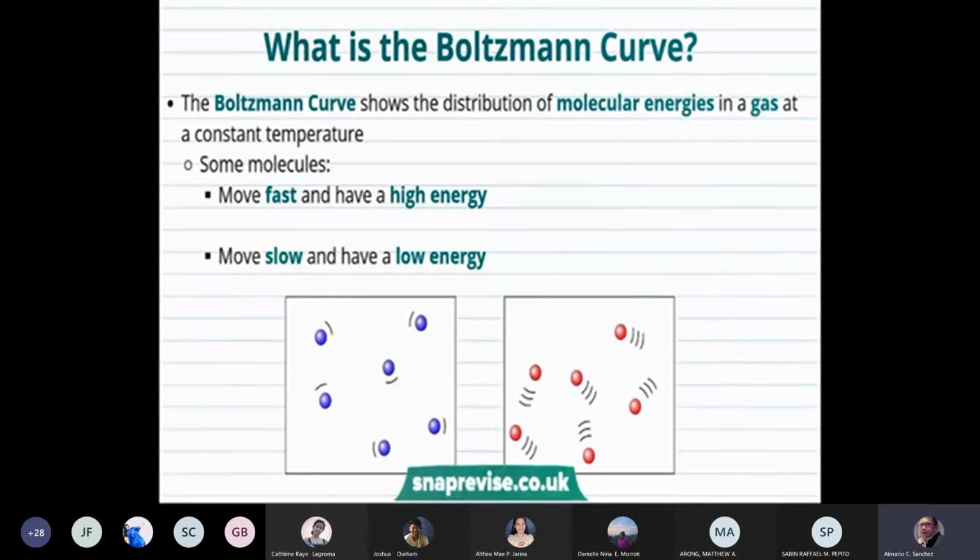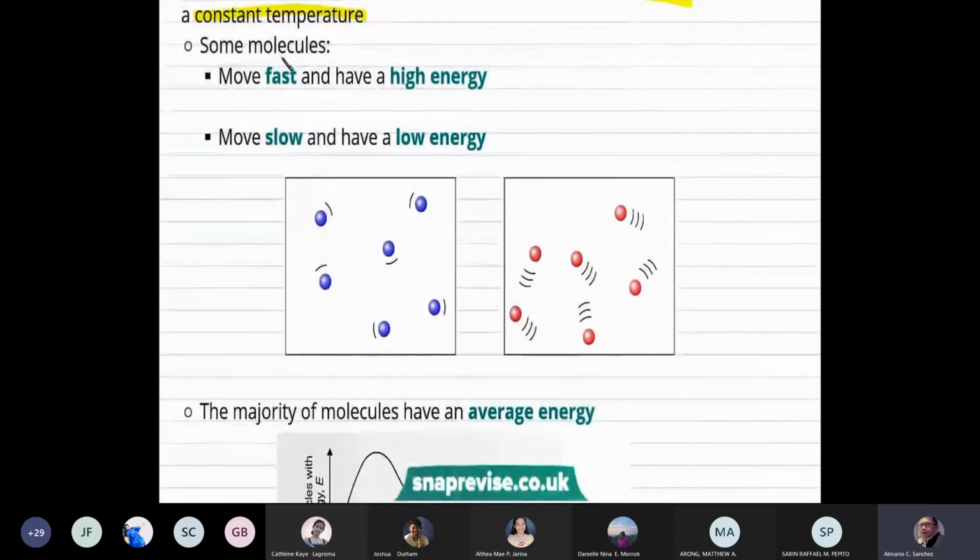So what is the Boltzmann curve? Well, the Boltzmann curve shows us the distribution of molecular energies in a gas at a constant temperature. So what we see is that some molecules move fast and have a high energy, as shown here. But some molecules also move slow and have a low energy, as shown here. But the majority of the molecules we find have an average energy.